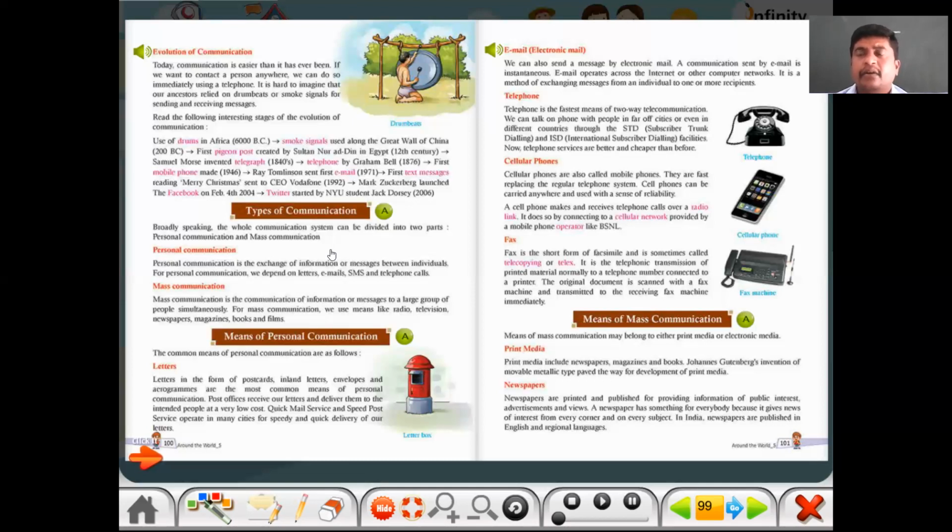Am I right? What not in the mobile phones? Everything is there. Okay, cell phones make us receive telephone calls over radio links. Most of the time, the bank people will be calling you.